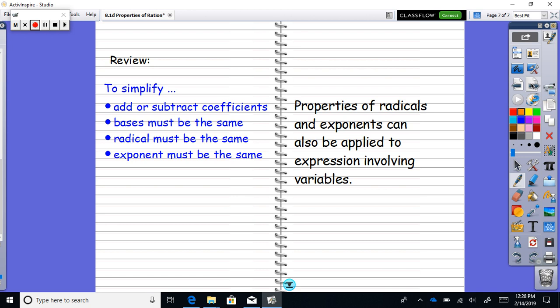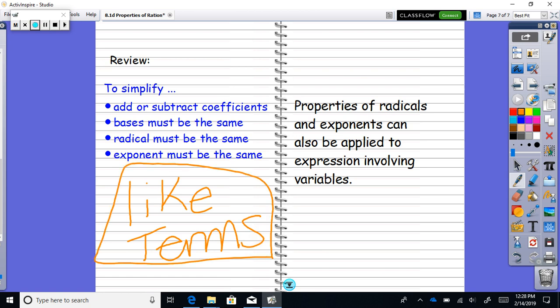That's it for part 2. So make sure to only add and subtract coefficients. Make sure your bases are the same. Your radical must be the same, and exponents must be the same. So basically it comes down to the whole idea of like terms. When adding or subtracting, the terms have to be alike.